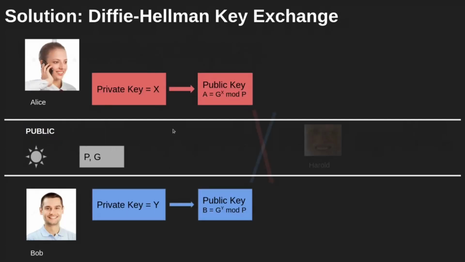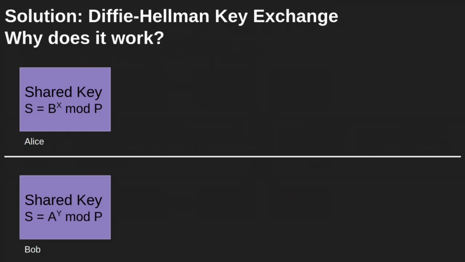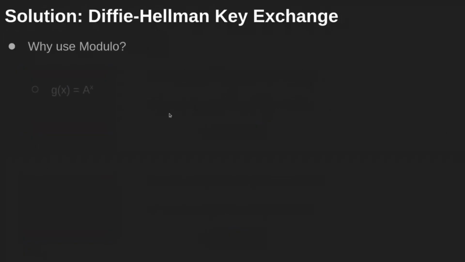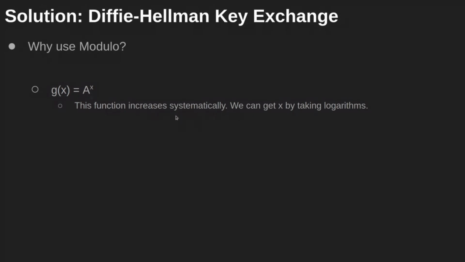So why do we use the mod function, the modulo function? Let's go back. Well, if we just use an exponentiation function like g of x is equal to a to the x, well, this function increases systematically, meaning that we can get x easily just by taking a logarithm, right?